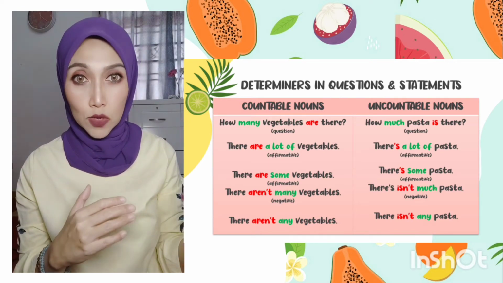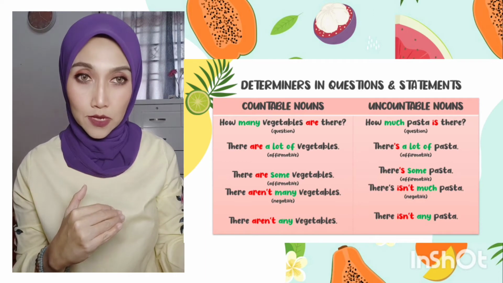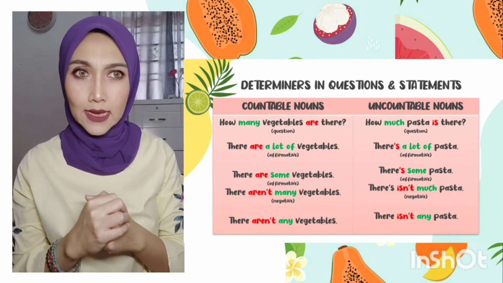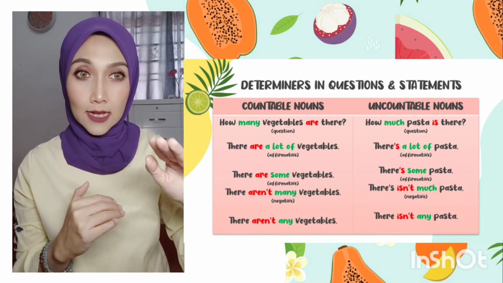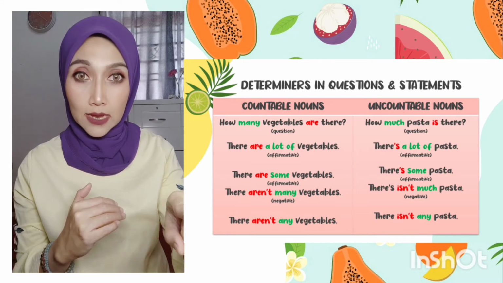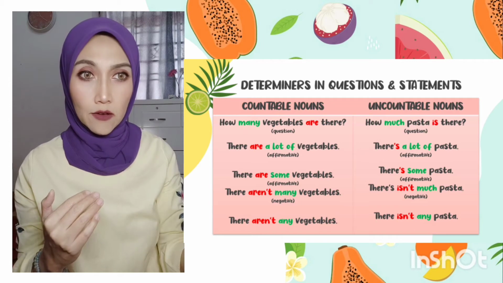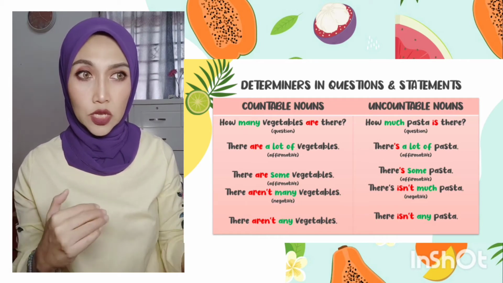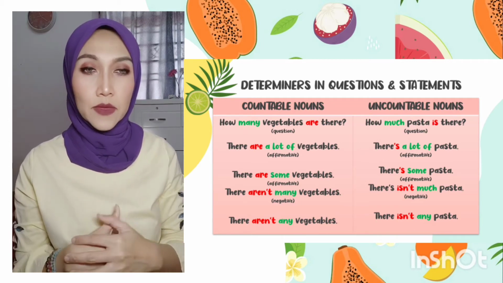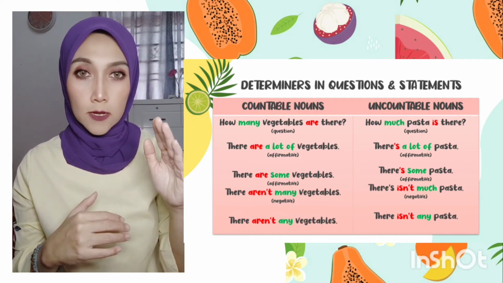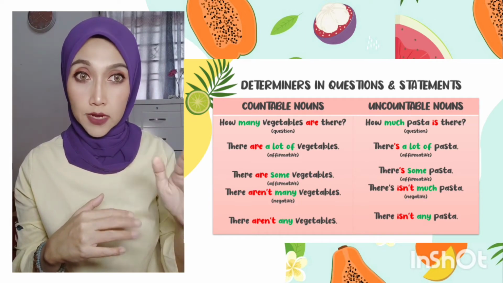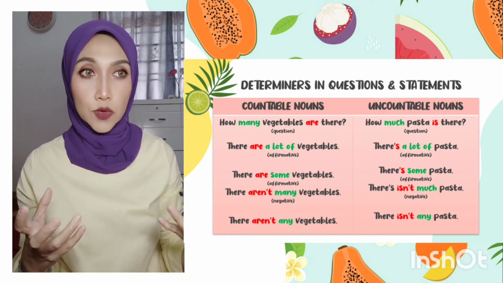So, determiners in questions and statements. This is how we use countable and uncountable nouns. The determiners are highlighted in green words. The green words are determiners: how many, a lot of, some, many, any, much, any. Those green words are determiners. How to use and when to use.